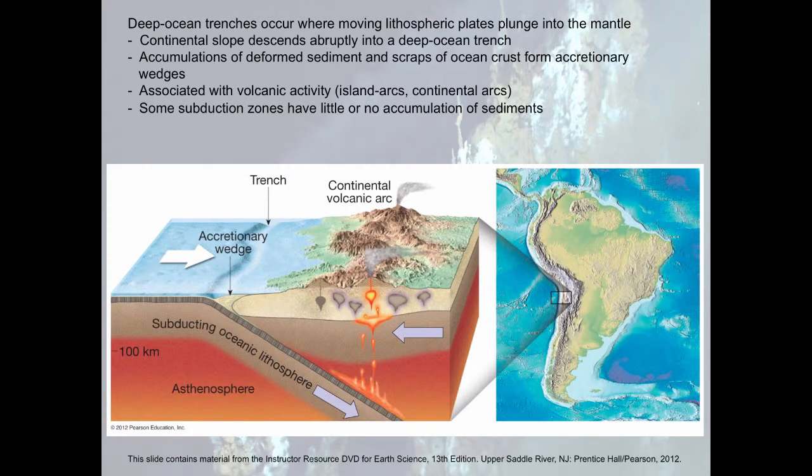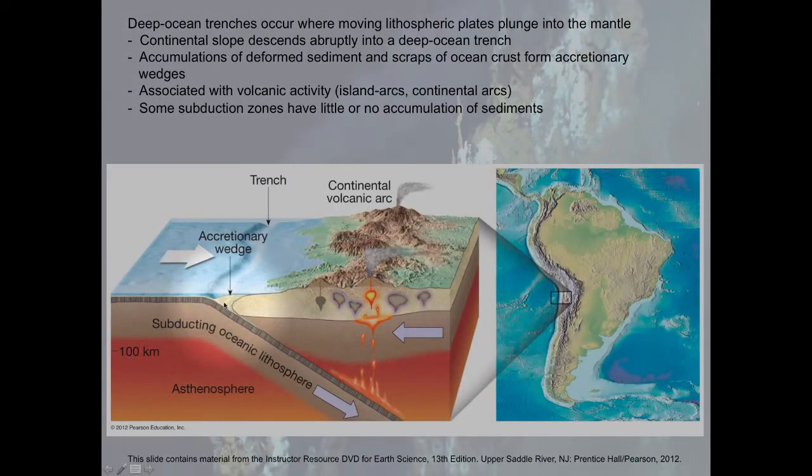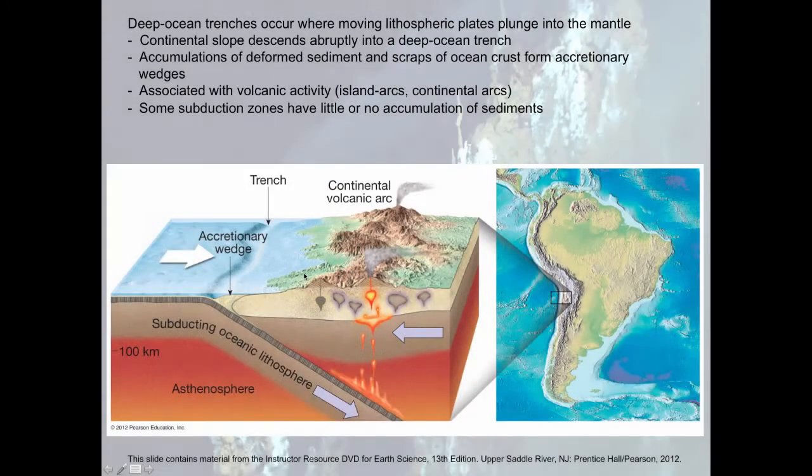Deep ocean trenches occur where moving lithospheric plates plunge down into the mantle or subduct. The force or the reason that you have subduction is usually based on density. Oceanic crust, as you'll remember, is comprised mostly of basaltic rocks and minerals, higher density than typical continental andesitic or granitic crust. Accumulations of deformed sediments and scraps of ocean crust can form accretionary wedges that get scraped off the bottom and eventually can be uplifted into accretion zones.